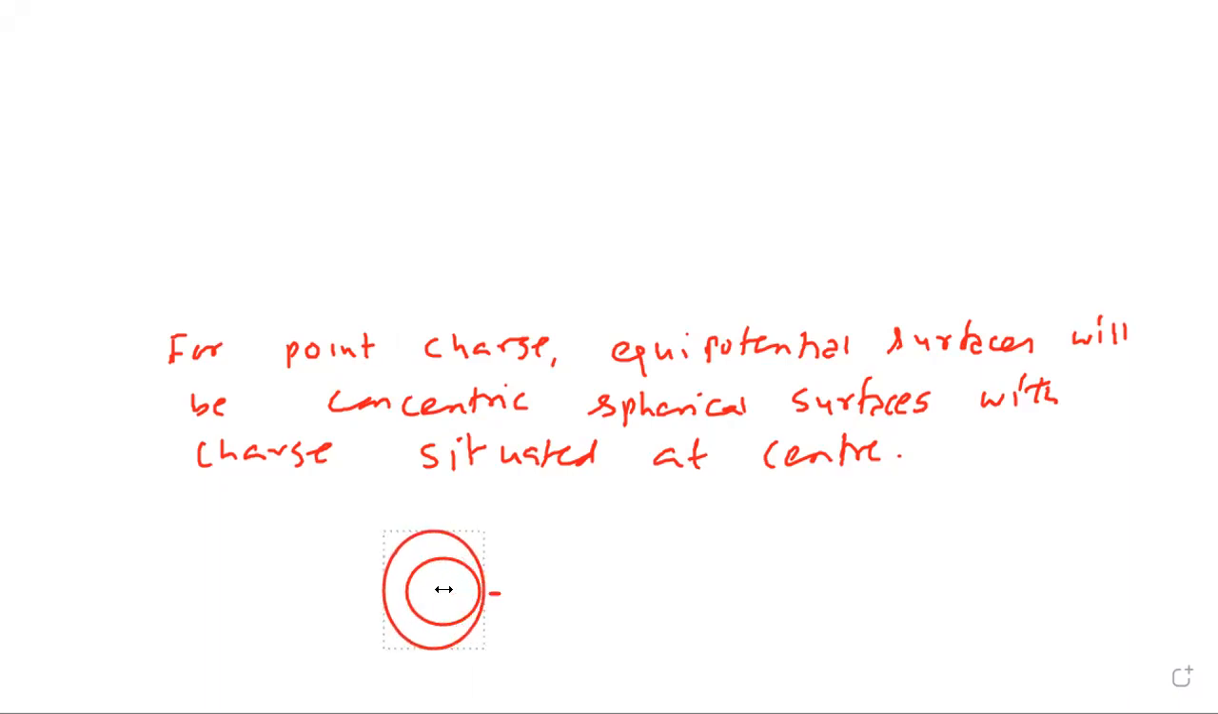Sir, if the full surface is equipotential, does it mean the charge distribution will also be equal throughout the surface? Keep yourself muted first. After asking the question, mute yourself because there is a lot of noise in your background.